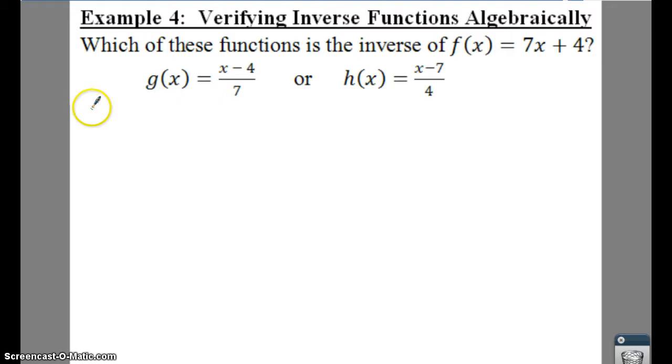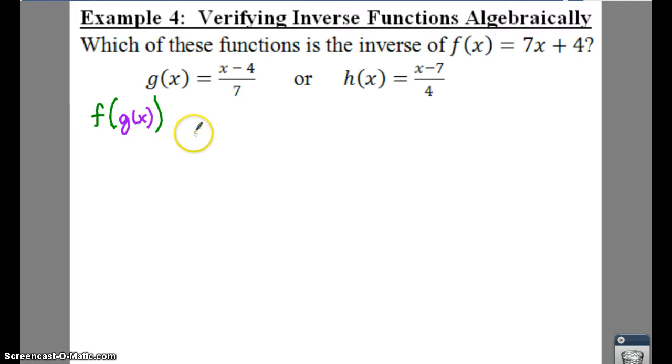So what we're going to need to do is find f of g of x, and we're also going to need to find g of f of x, and then you'd have to find f of h of x and h of f of x.